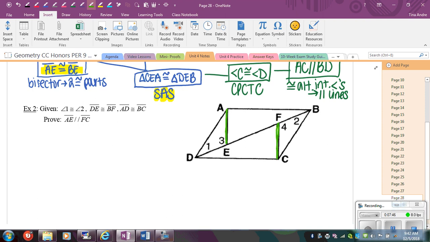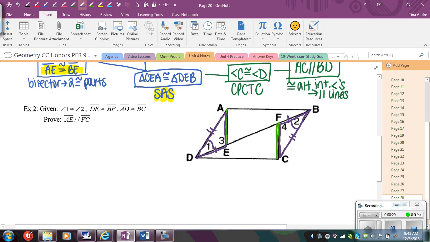So then I look at what's given to me and what triangles I could use to get that special pair of angles. So I'm given that angle 1 and angle 2 are congruent. I have DE and BF. I have AD and BC. So right away, I can see that if I prove these two triangles right here, AED and BCF, I already have that those triangles are congruent by side angle side, just from the givens.